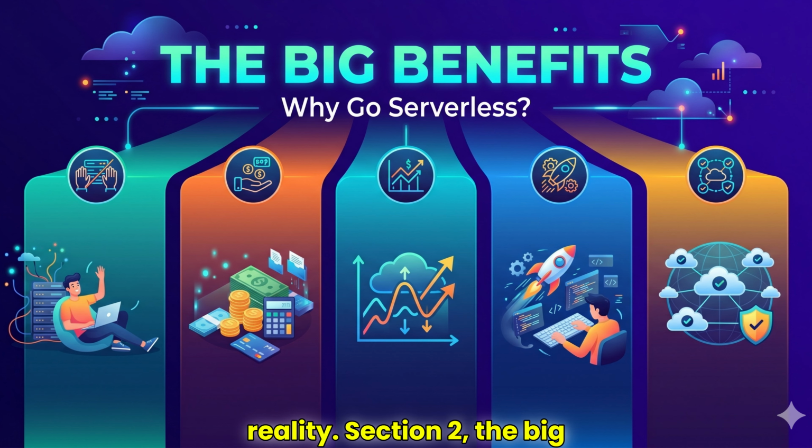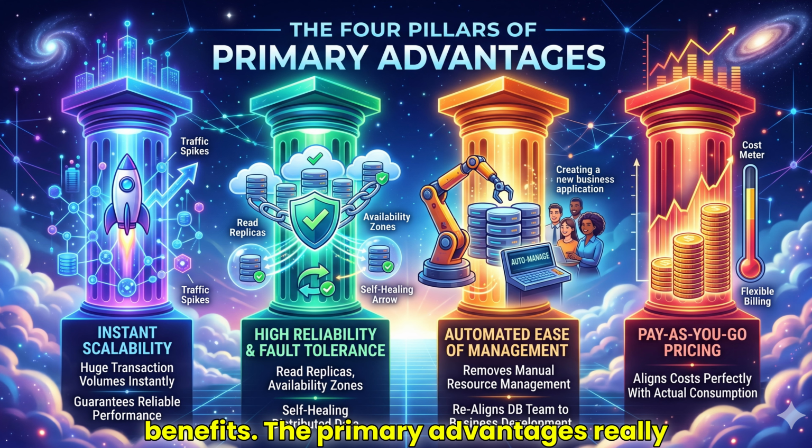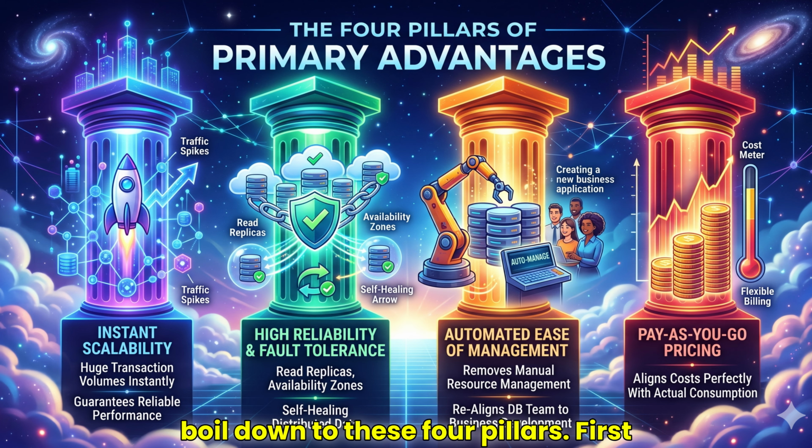Section 2. The big benefits. The primary advantages really boil down to these 4 pillars. First up, instant scalability. You can accommodate huge transaction volumes instantly, which guarantees reliable performance no matter what the traffic looks like. Second, high reliability and fault tolerance. Providers use things like read replicas, availability zones, and self-healing distributed data strategies to bulletproof your data against loss.